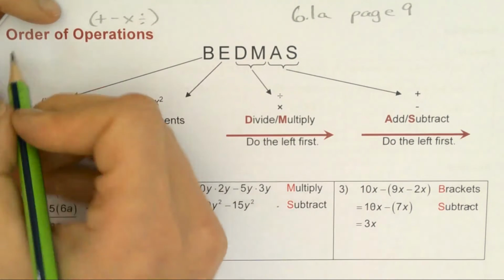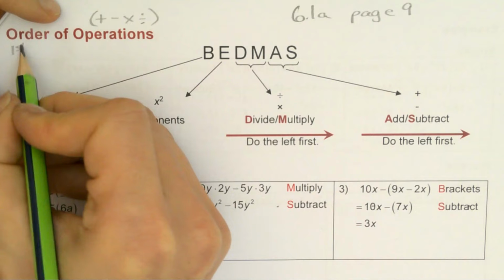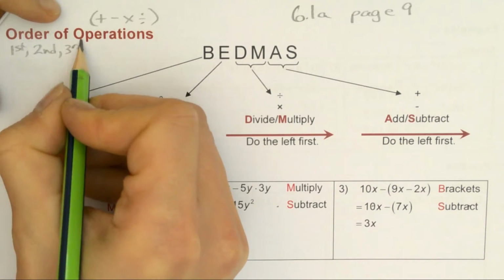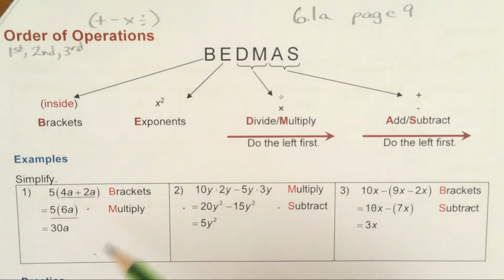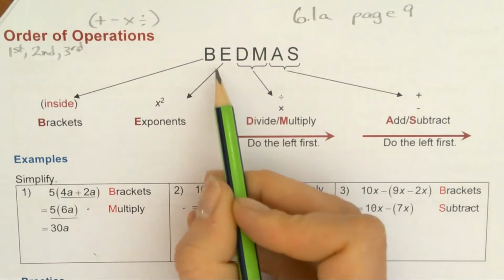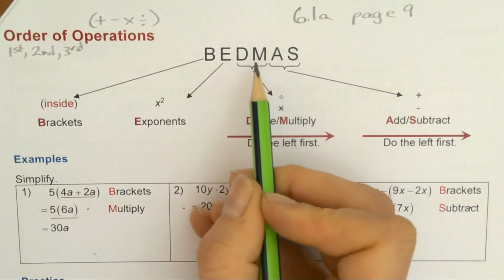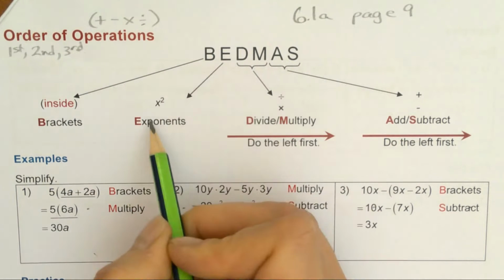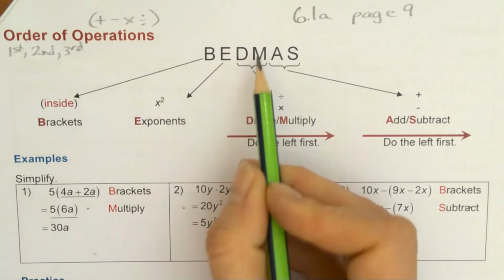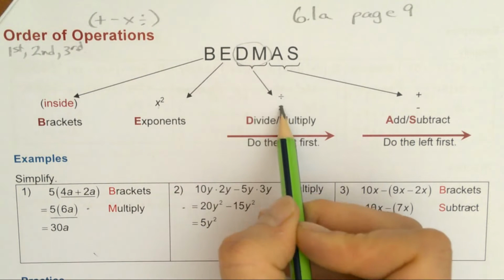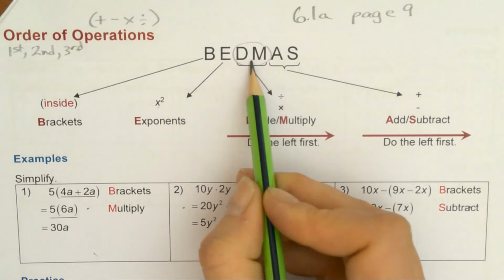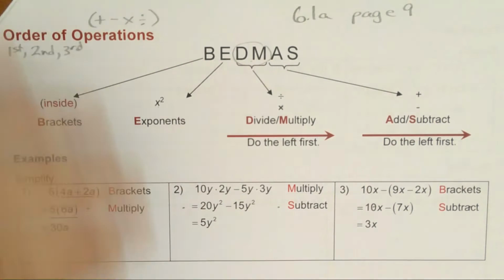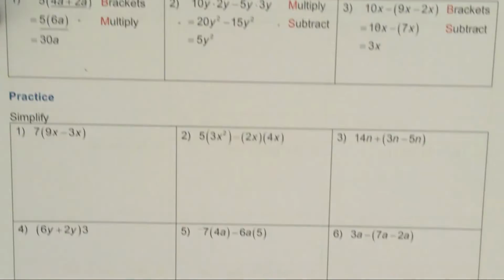Order just means what comes first, what comes second, what comes third. So we have to do, what order do these things come in? And we use the word BEDMAS to help us. And we've done this before. So B stands for inside the brackets. E stands for exponents. And then together, divide and multiply comes third. And then the easy things, add and subtract, is last. Okay? So let's look at some examples together.